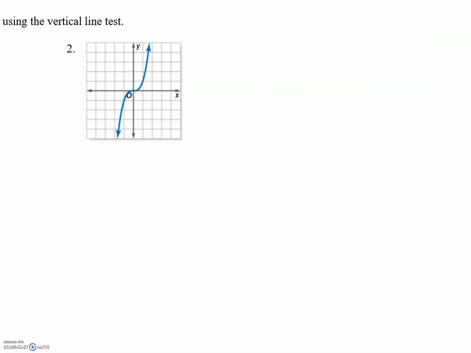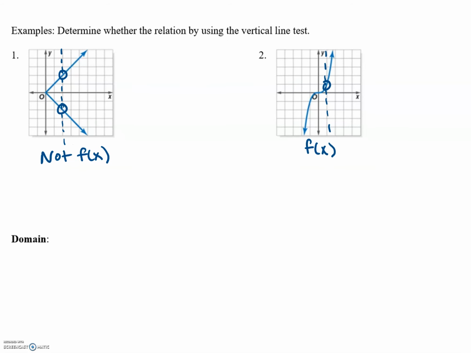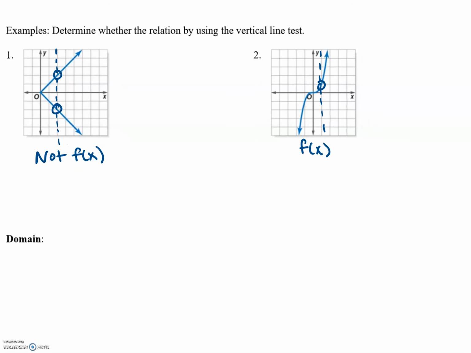If I come over here to the second example, again, drop your vertical line anywhere you would like. Notice on this graph it only crosses once. So it's saying for every x, there's exactly one y value. So this would be a function. Again, for the vertical line test, if it crosses more than once, no, it's not a function. If it only crosses once, then it is a function.